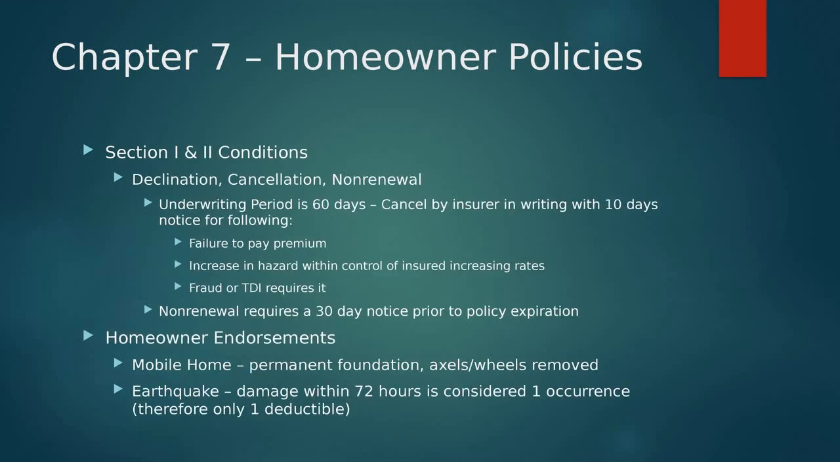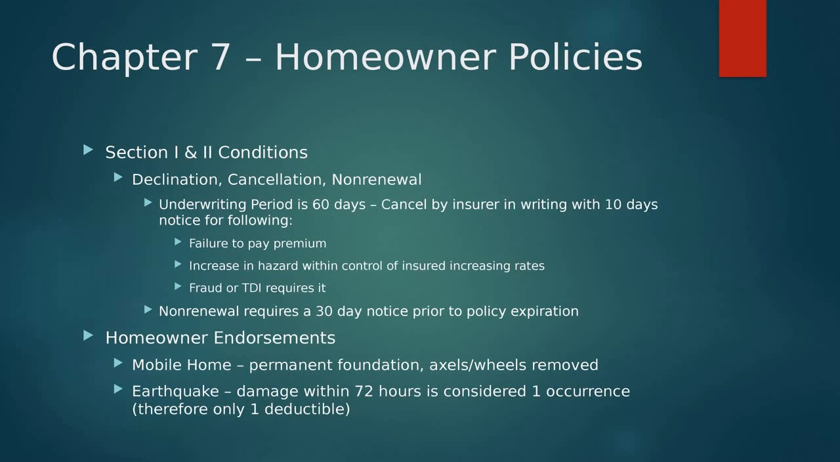Common conditions under both sections: declination, cancellation, non-renewal. The underwriting period for a homeowner's policy is 60 days. The insurance company can cancel in writing with 10 days notice for the following things: failure to pay premium, an increase in the hazard within the control of the insured that would increase the rates, or if there was fraud or the TDI requires it. A non-renewal on a homeowner policy does require a 30-day notice prior to the cancellation or policy expiration.